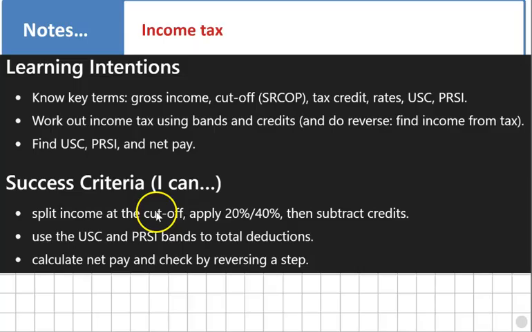Success criteria: I can split income at the cut-off, apply 20% or 40%, then subtract credits. Use the USC and PRSI bands to total deductions. Calculate net pay and check by reversing a step.